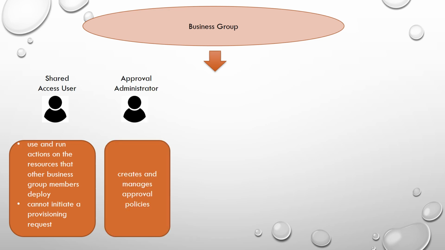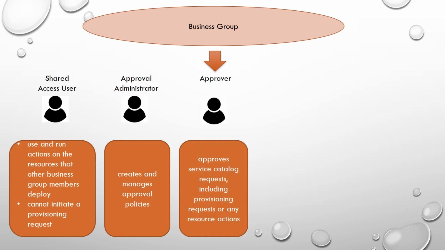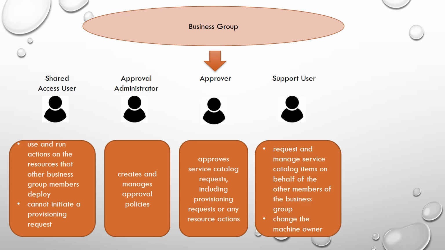The approval administrator creates and manages the approval policies. The approvers are the ones who are defined in the approval policy as to whom the approval request will go to. These approval policies are defined by the approval administrator or the business group manager for their own business group. And whenever a provisioning request or a change request has been generated, the approval policies associated with that request will send an approval request to an approver, which in turn can accept or deny a request.